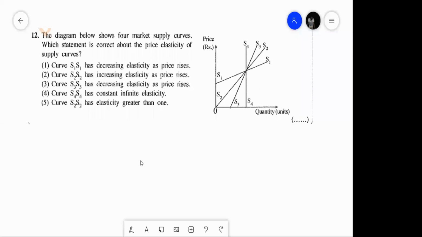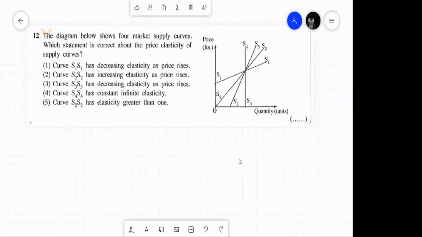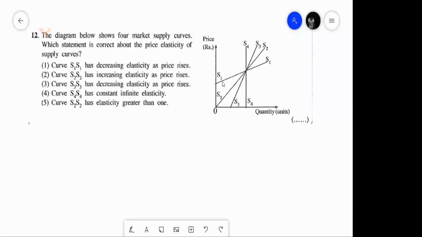What do you think? 1, 2, 3, 4, 5. Okay. I think, did I explain this story previously? That when the curve starts here, it is elastic. When the curve starts from here, it is inelastic. Then along the curve, what is happening to elasticity? Yes, I think I explained that story.